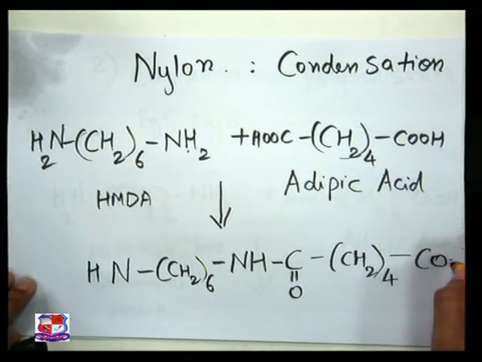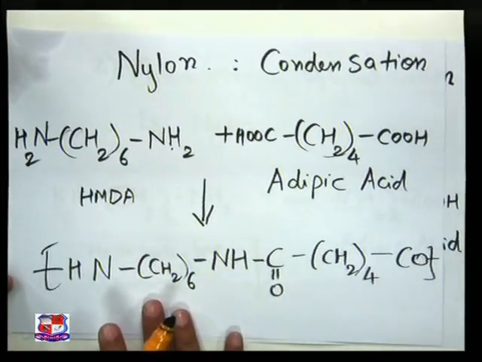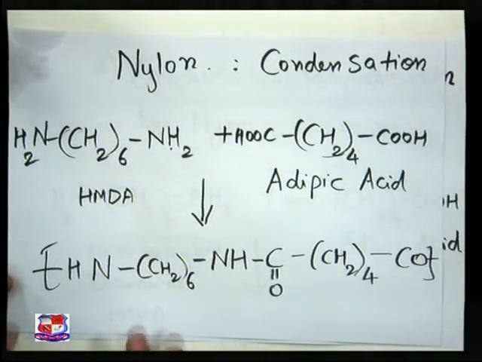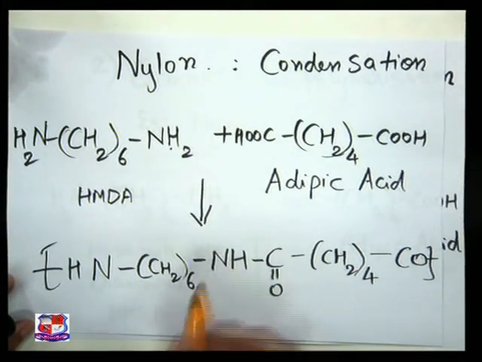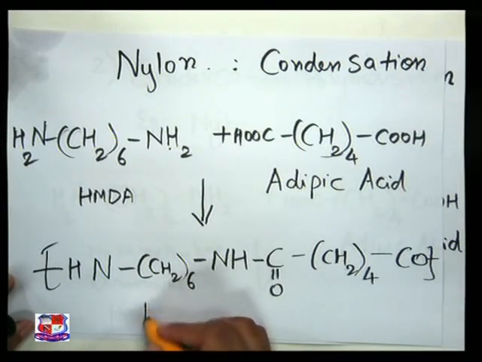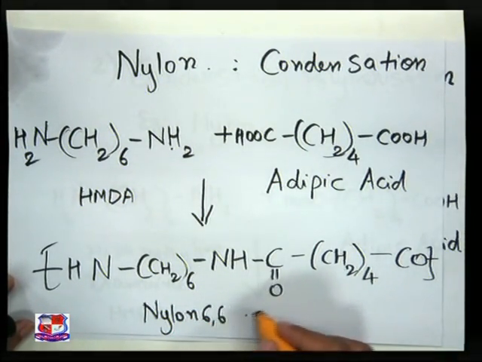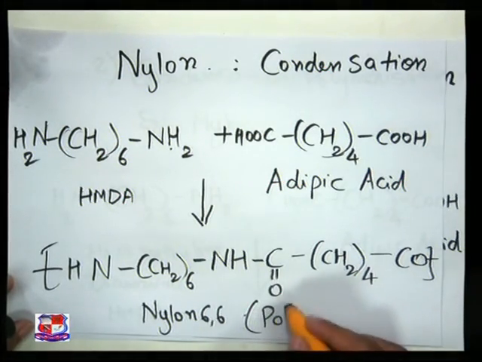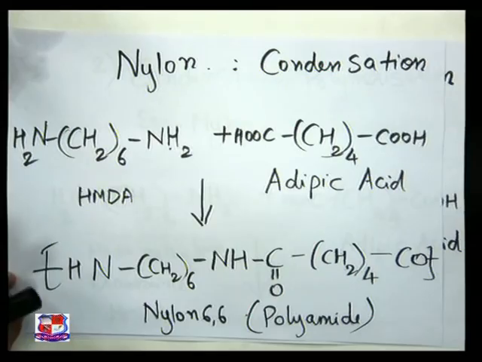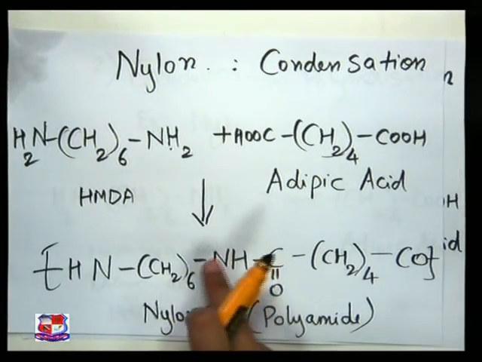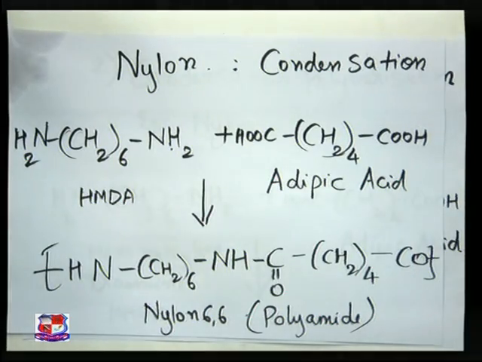Now what happens, this chain is further going to continue, that's why we are showing it like this. So this is the full-fledged reaction. Now if you see, the CONH group is getting repeated in the structure of the nylon. This is your nylon 6,6, and that is why it is an example of a polyamide. It is known as polyamide because the CONH group, that is the amide group, is repeated in the entire polymer chain.